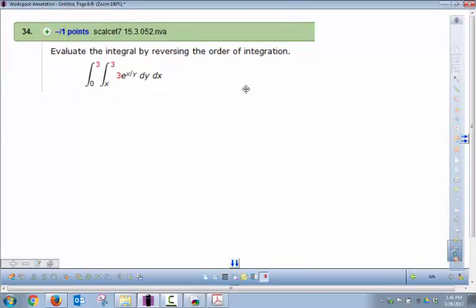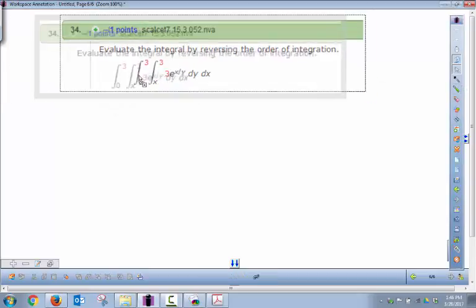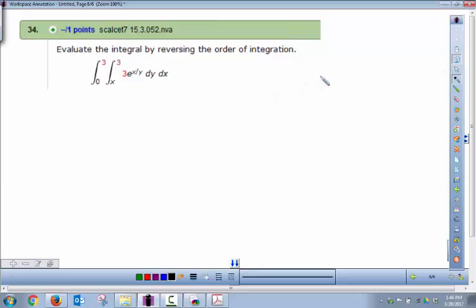Now let's take a look at this integral and start off by trying to integrate it. If you look at this integral and you try to integrate it, the first thing you have to do is to try to integrate this integrand with respect to y. So just imagine the integral of 3e to the y over x with respect to y. So trying to integrate this is, how should we say it? Impossible.